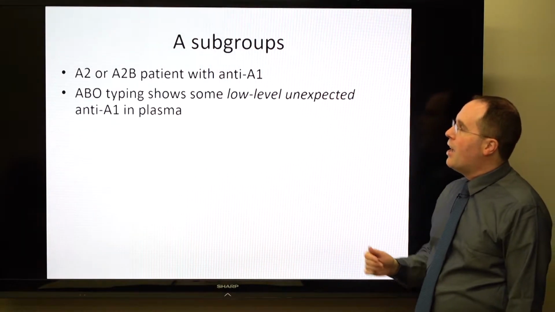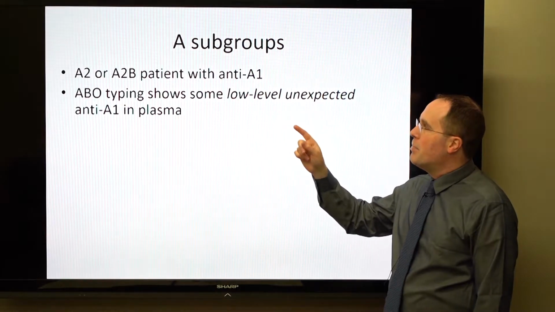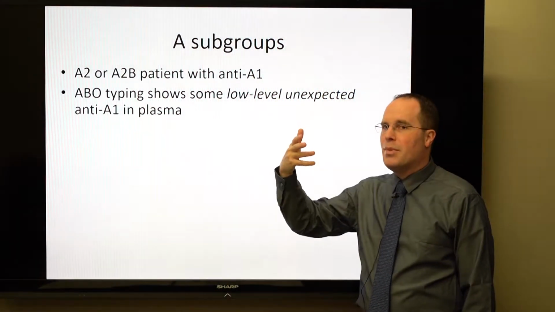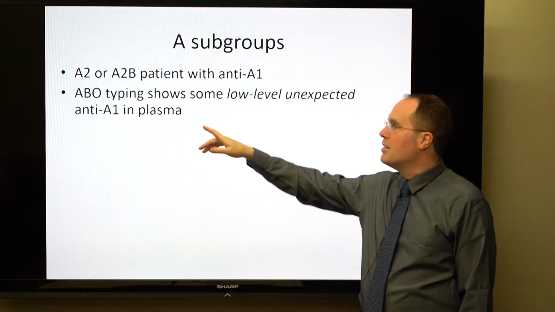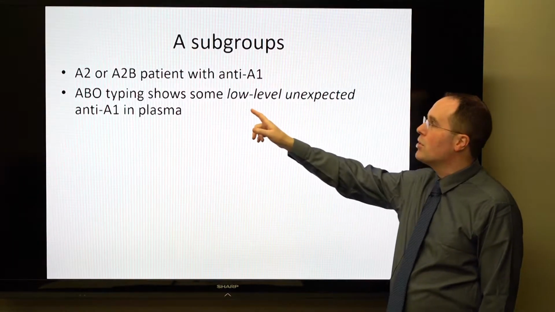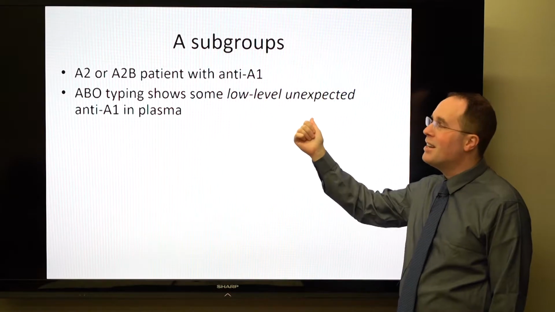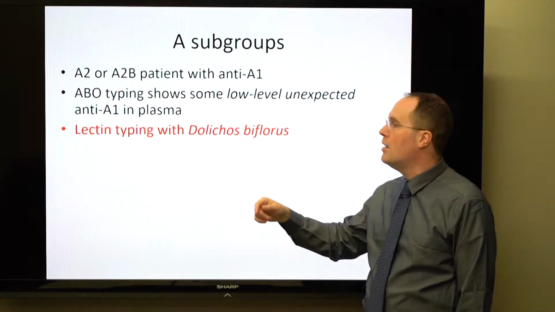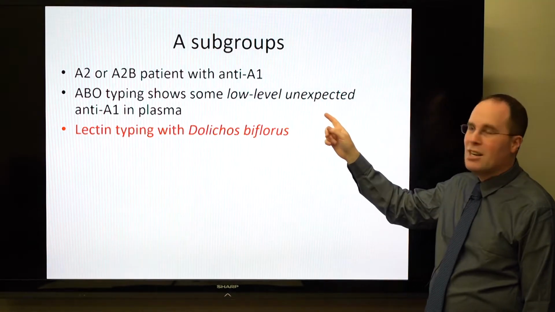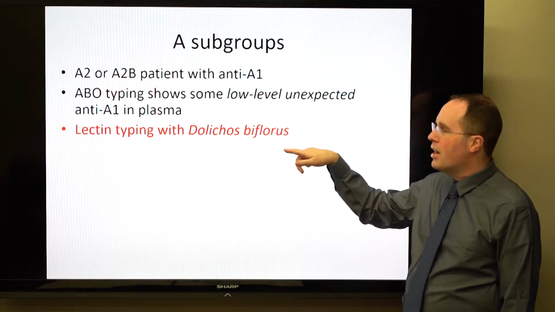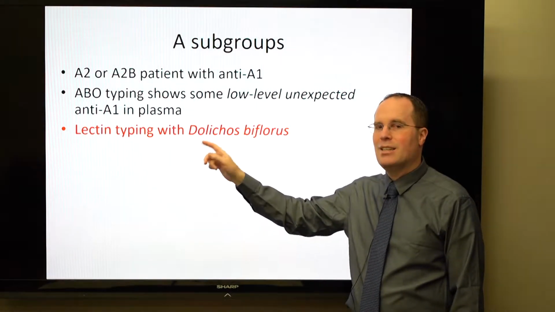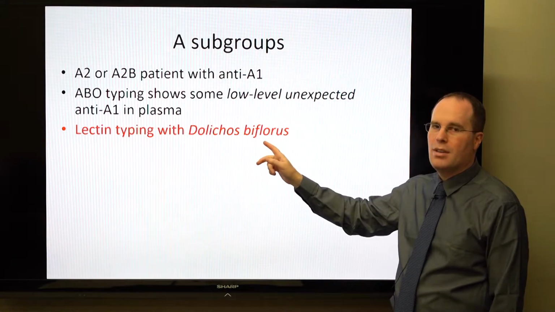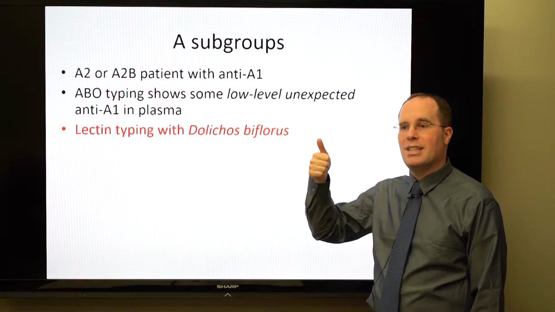So if you have an A2 or A2B patient with an anti-A1, how will that be manifest in the lab? How will you know this? Your ABO typing will show some low-level, unexpected anti-A1 in their plasma, right? So if you see that, and I'll show you an example of that, what you should do next is so-called lectin typing. You should use this lectin called Dolichos biflorus to see if the patient is indeed A1.